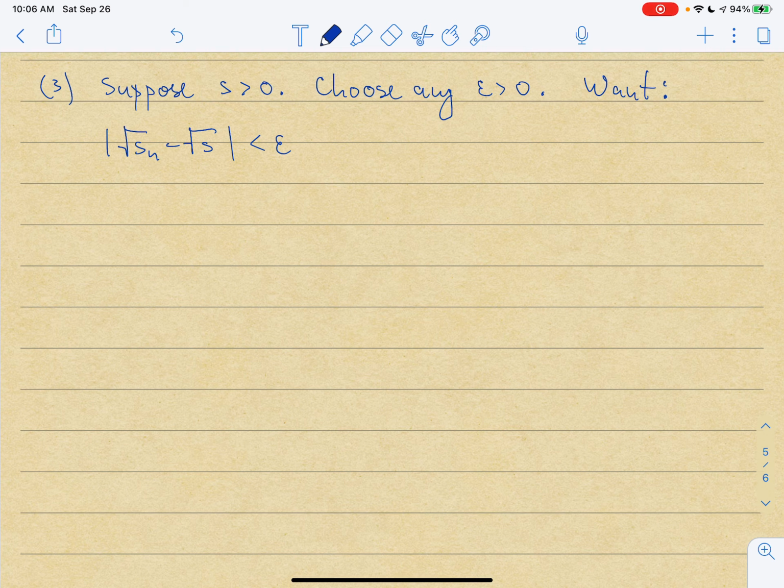So, and what I need to do is I need to reduce this inequality to something about Sn minus S, because I know the limit of Sn exists. So I am able to make Sn minus S less than epsilon, but not directly square root of Sn minus square root of S. Okay, so what do we have?